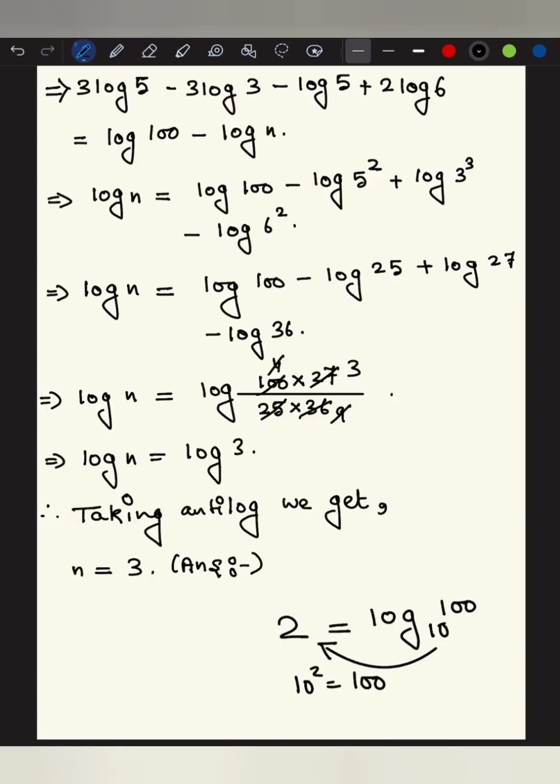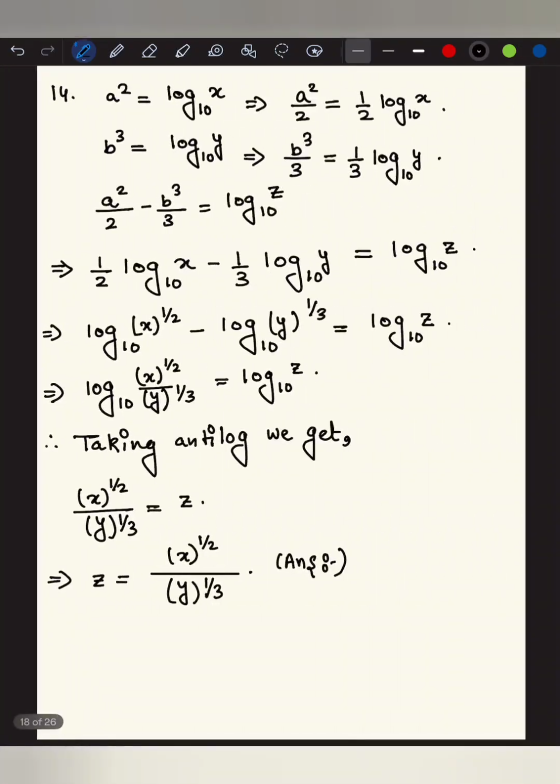Now we are asked to find out the value of n, so we need to take antilog, because we need to remove this log term. Okay, so taking antilog, we get n equals 3. So n will be what? It will be equal to 3. Now let's come to question number 14.